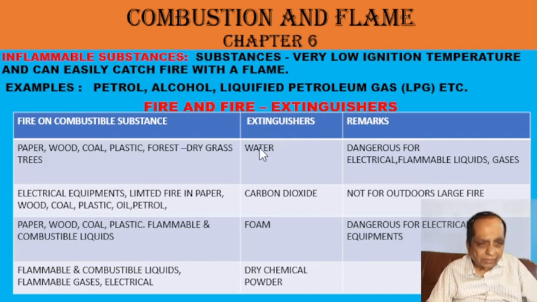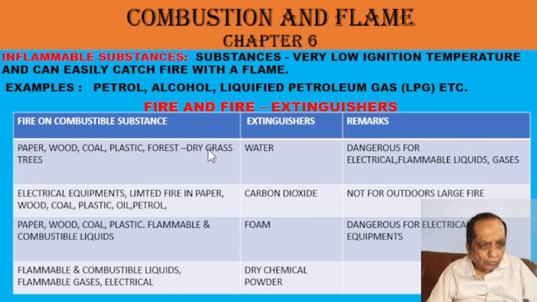As I told you, we should remember conditions for combustion for understanding the other part of the chapter. Like first condition was that we should have a combustible substance. So in case you find there is a fire in some building or in some factory and you are alone, then what will you do?